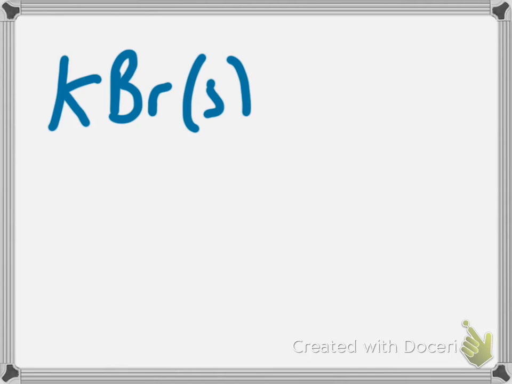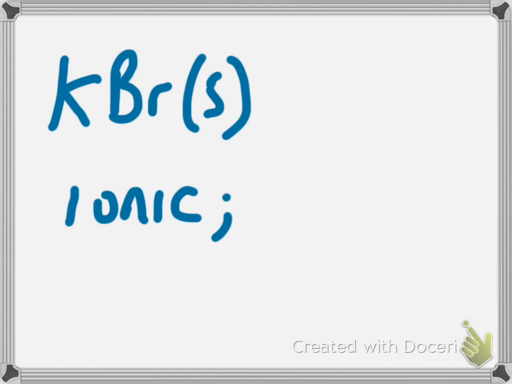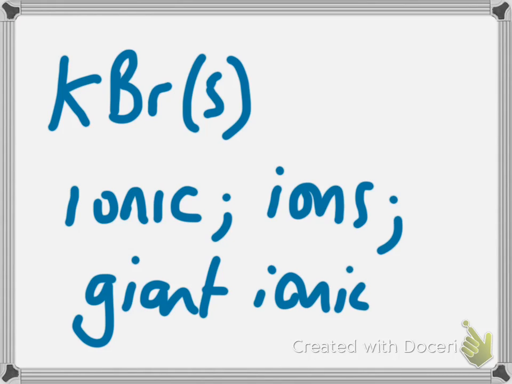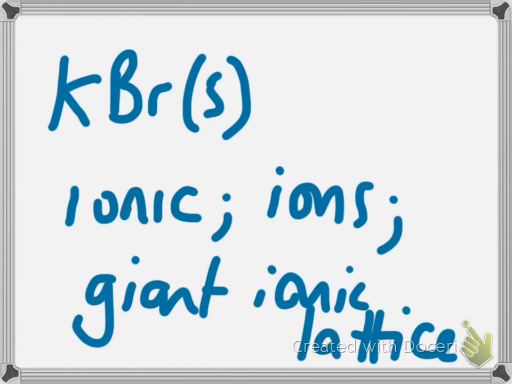Right, let's have a look at the substance potassium bromide, and we'll look at it now as its formula. Potassium bromide is KBr, and it's a solid. Now the reason it's a solid is because we've just decided that it's ionic, we've just decided that it's made of ions, and if we know this, we know that the structure is a giant ionic lattice. This is a regular arrangement of interlocking ions.